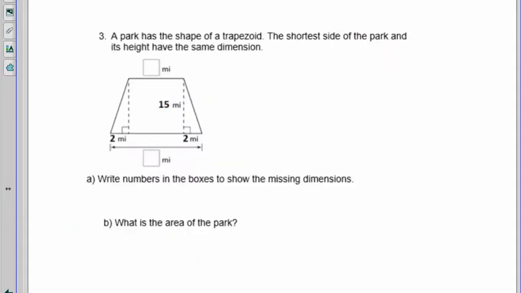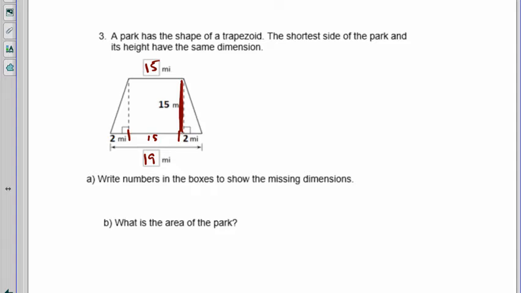Okay, here we go. We got this park that's shaped like a trapezoid, and the shortest side of the park has the same dimension as the height. A dimension is just a length or a width or something. So the height is 15, so this has to be 15. Well, if this is 15, and those are 2 each, well, 15 plus 2 is 17 plus 2 is 19 miles. Okay, so now I have two triangles and I have a rectangle.